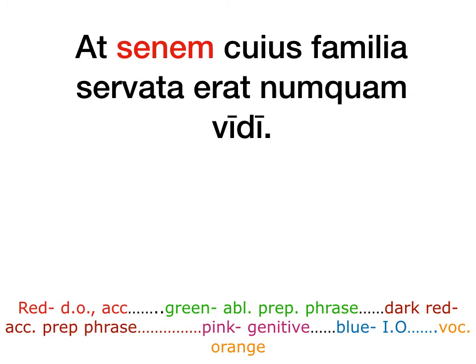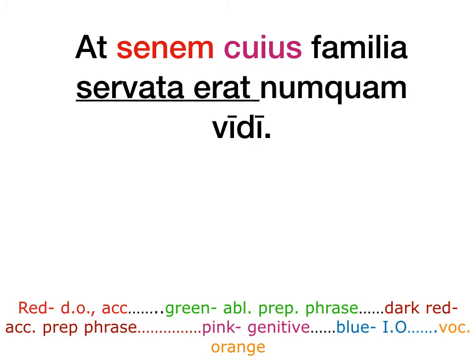I see cuius, and that's some kind of genitive. All right. Isn't that the genitive of qui, quae, quod? I see familia. And I think, oh, that's just a subject. That doesn't have any macron over the A. That's a nominative singular. And then I see servata erat. I'm like, okay, perfect passive. That's what this chapter is about, partly. We have a perfect passive there.